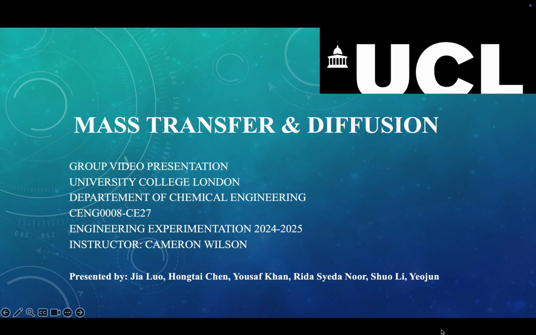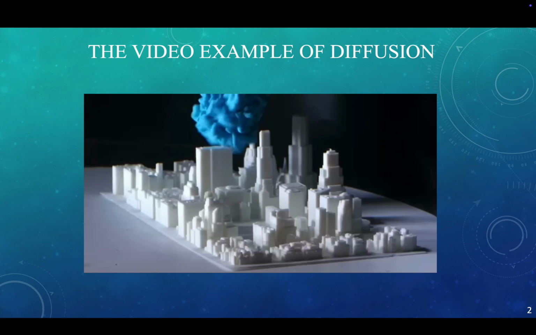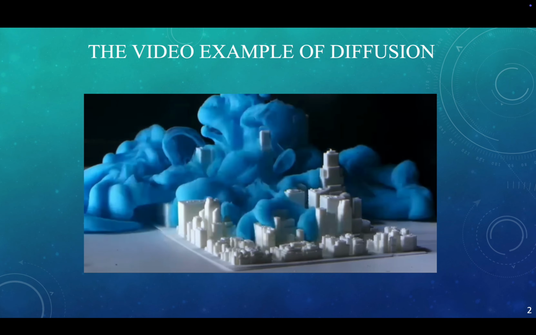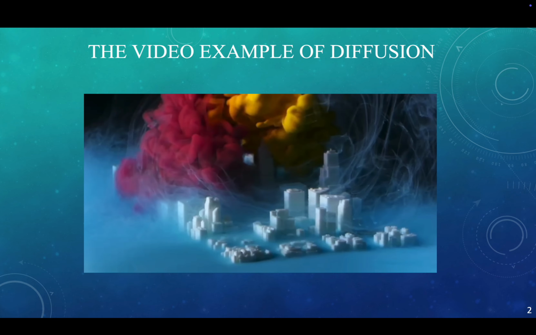This is Group 27's video presentation on the mass transfer and diffusion experiment. This colorful display shown on video is caused by the phenomenon of diffusion, and it's essentially what this video presentation is going to be about.